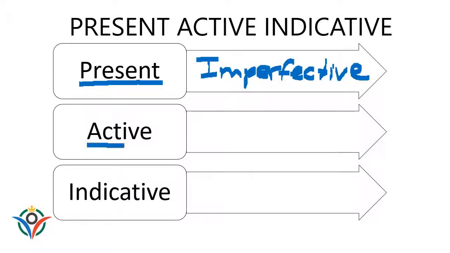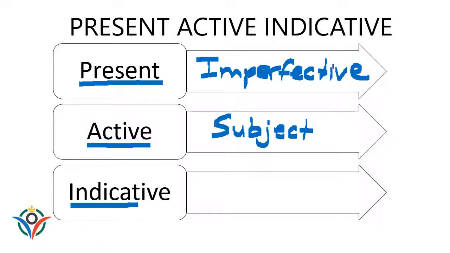Then the active has to do with the voice, and specifically the active voice tells us that the subject is the one doing or performing the action of the verb. And then finally the indicative has to do with the mood, and the indicative mood is the mood of assertion. And the indicative mood is the only mood in Greek where time is significant. So we are looking at the present active indicative verb endings. We'll learn the endings and then we will do some examples together.